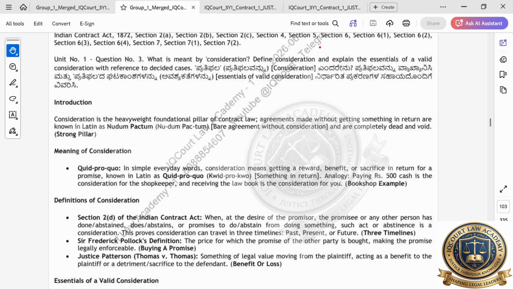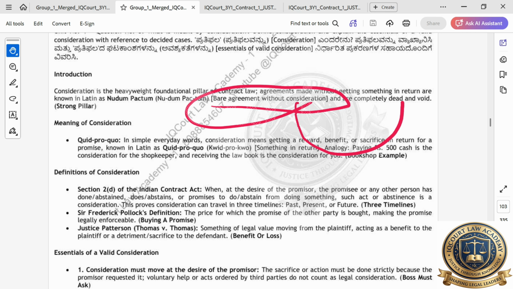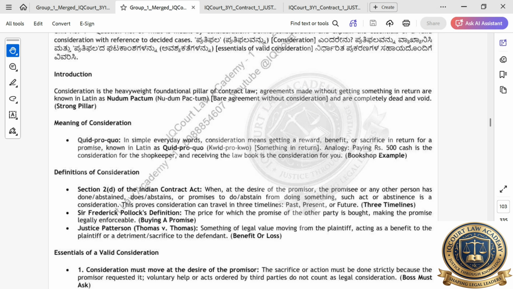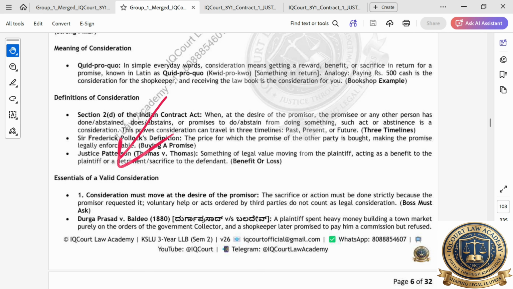Third important question: define consideration, explain the valid essentials. Okay, this is very, very important. A bare agreement without consideration is void. That agreement itself is void. But there are some exceptions that you will study now. See, essentials of a legal valid consideration. Essentials you have to write for all the questions.